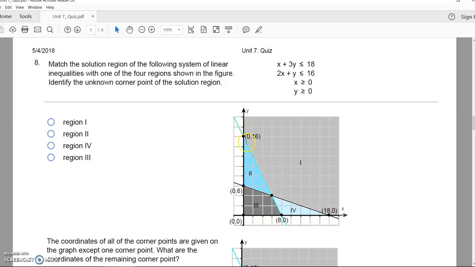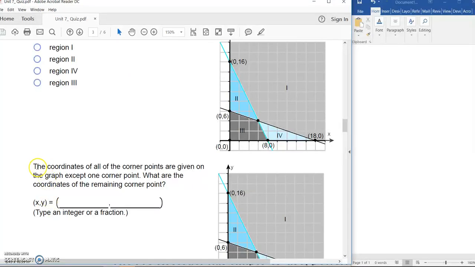So for this line, we're shading 2 and 3, and for this line, we're shading 3 and 4. The intersection is clearly 3, so that's the answer then. The solution to the system is region 3. That's the answer. Oh, there's a second part of this question. So find what are the coordinates of the remaining corner points.